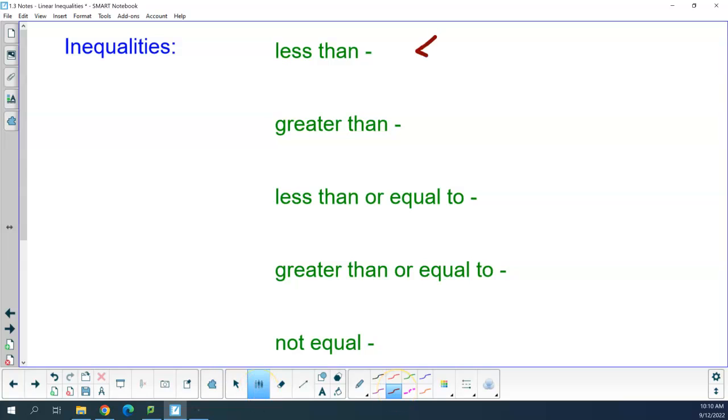A less than looks like that. You've seen it before. A greater than looks like that. Okay. I call those the alligators. Remember, they like to eat the big numbers or the bigger things. So I call them alligators. Less than or equal to, greater than or equal to, I call those the crocodiles, because crocodiles are meaner than alligators.